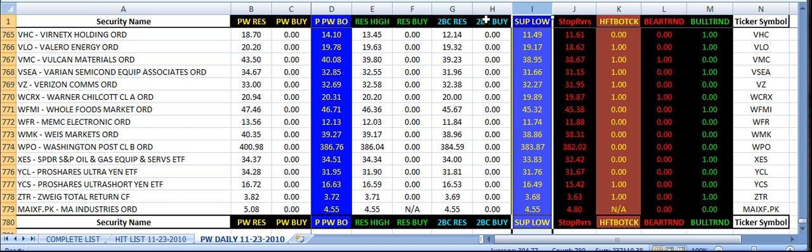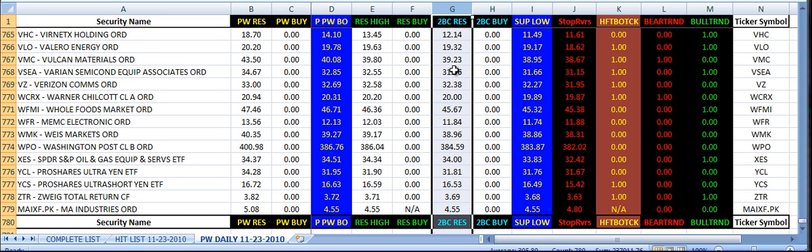That's fine. Your next primary entry point is at the 2-bar Charlie. That's where you're going to want to buy it. That's your intraday or day trade buying price.